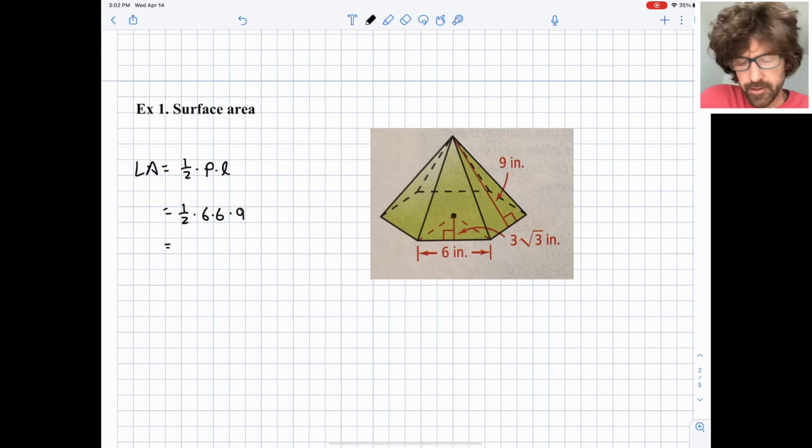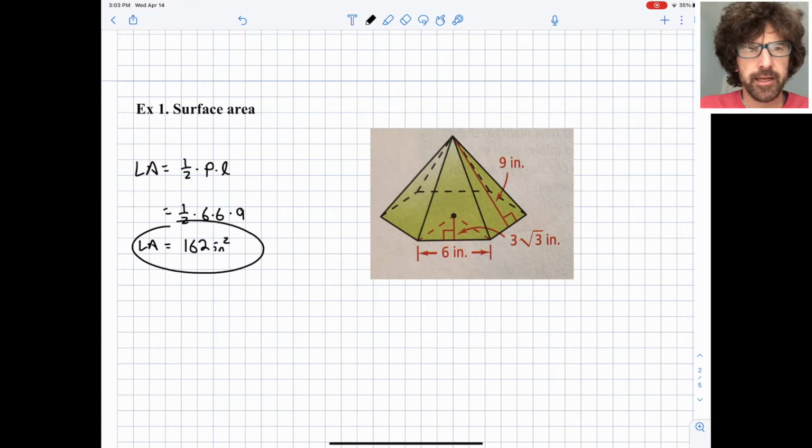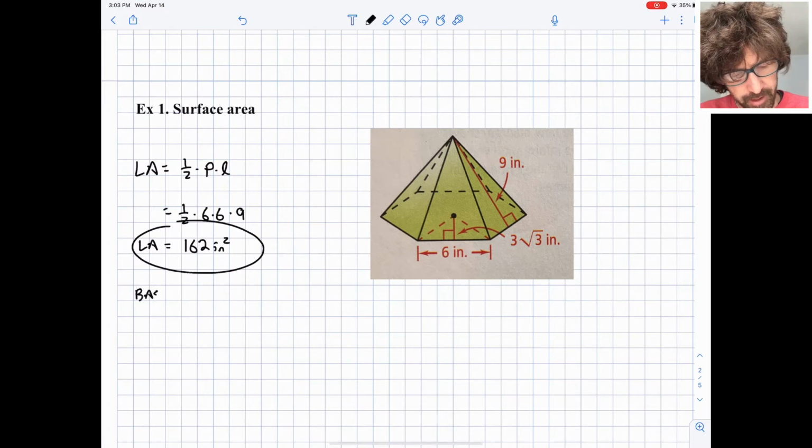So let's go ahead and do that multiplication, and we get the lateral area is 162 inches squared. Like everything we do with surface area, staying organized and keeping track of your intermediate numbers is really going to be important. Let's find the base area. This looks like a regular hexagon, so remember the formula for that is 1/2 times the apothem times the perimeter. So that's going to be 1/2 times 3√3 times our perimeter of 36.